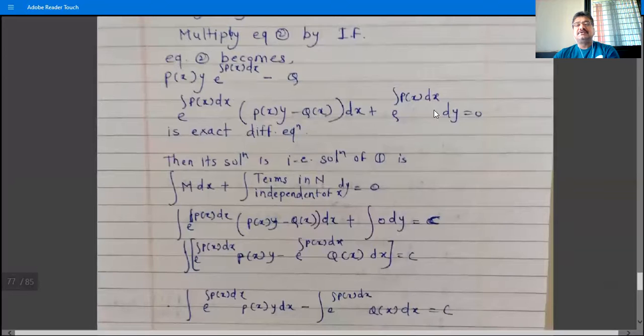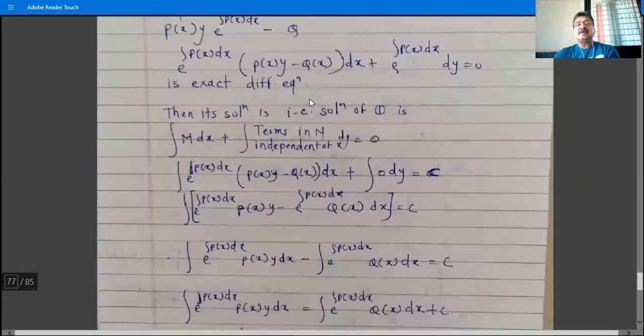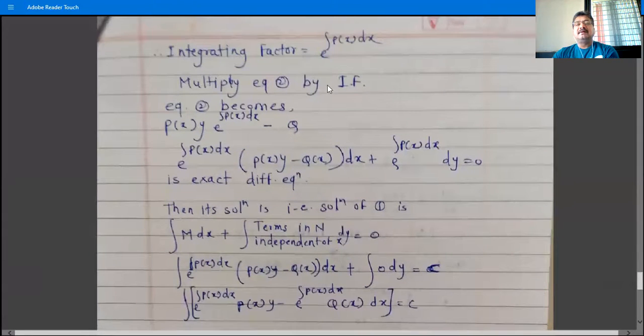we have this differential equation, and this is now an exact differential equation. Denote it as equation number 3. This is exact because after multiplication by the integrating factor, we know that the given non-exact differential equation is converted to an exact differential equation. So this is the definition of integrating factor.